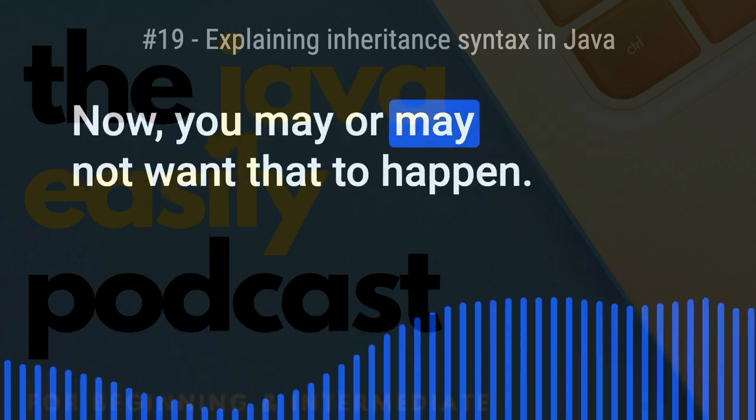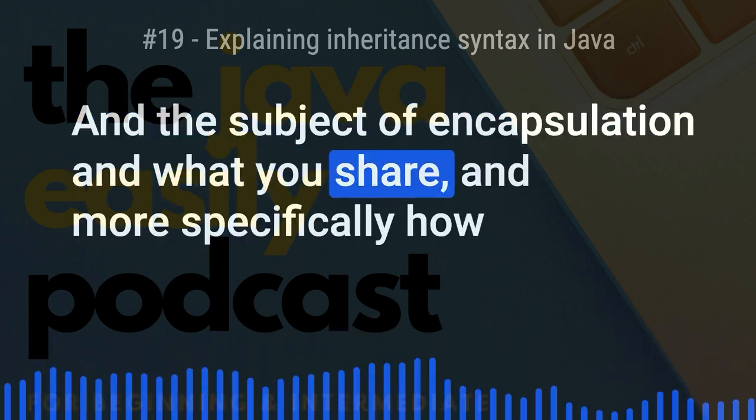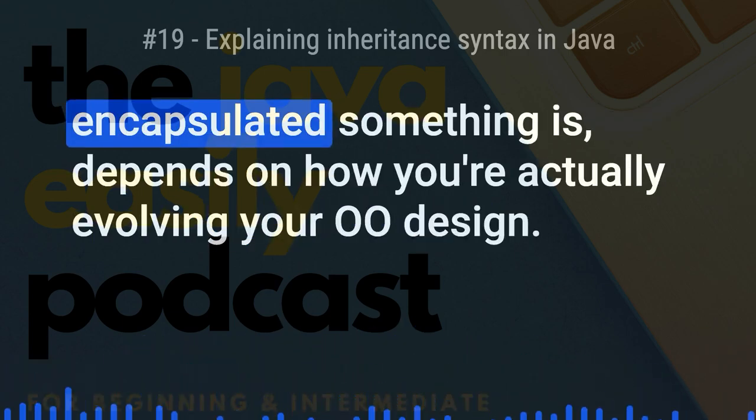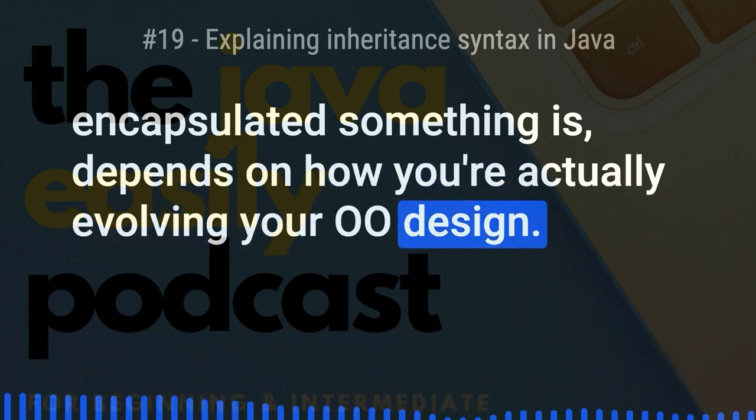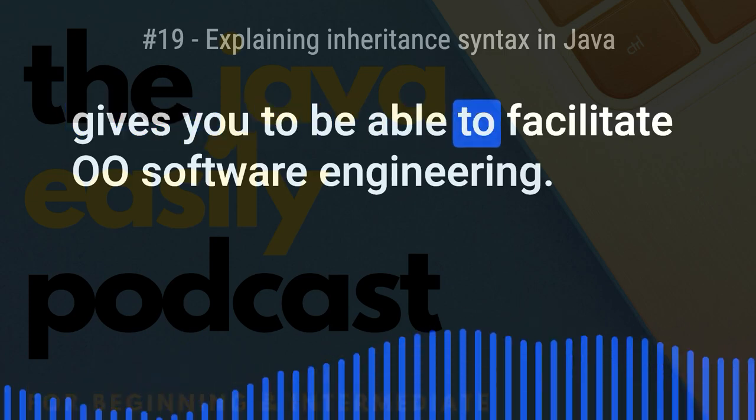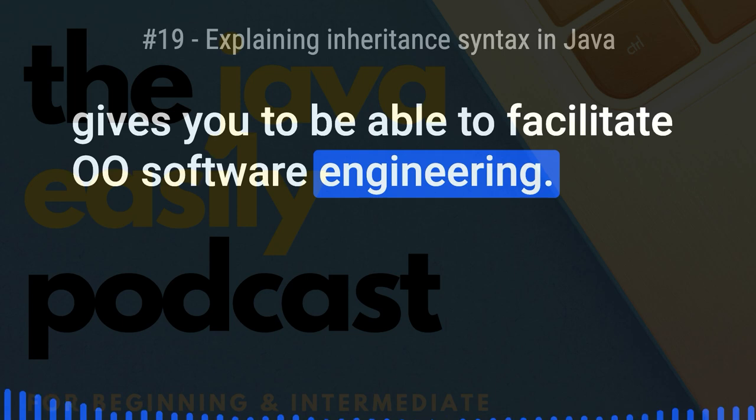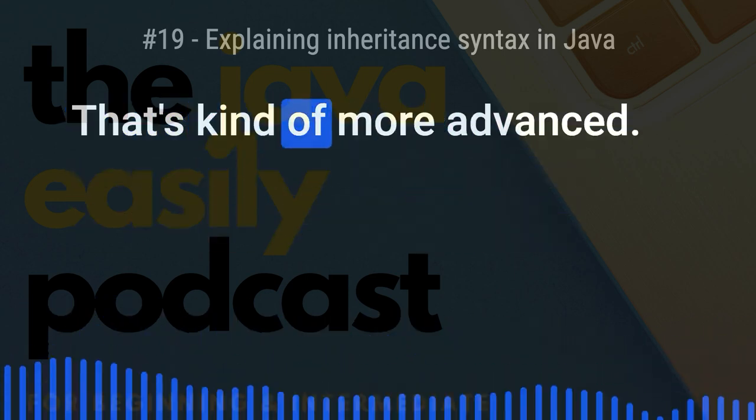Now, you may or may not want that to happen. The subject of encapsulation and what you share, or more specifically how encapsulated something is, depends on how you're evolving your OO design. But here we're just talking about the syntax constructs that Java gives you to facilitate OO software engineering, without going into the nuances of when or how you'd use that. That's kind of more advanced.